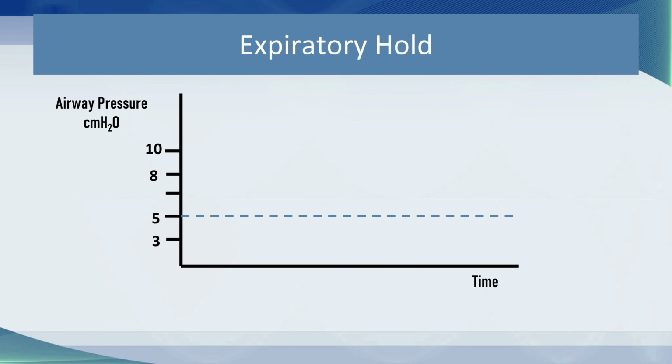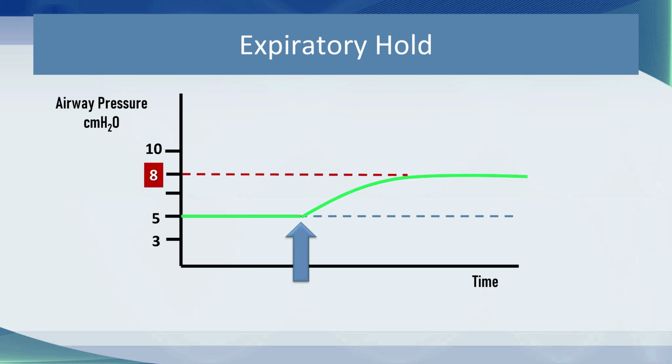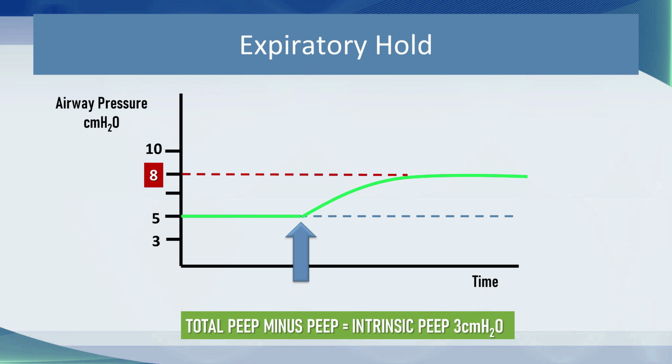Here we have airway pressure on the y-axis and time on the x-axis, and I've put a dashed line at 5 centimeters of water of pressure. That's where the PEEP is supposed to be. So we're going to apply an expiratory hold to the pressure waveform. And here's the hold, and look at the way the pressure goes up. It goes up to 8 centimeters of water, and that is the total PEEP. The intrinsic or auto-PEEP is the total PEEP minus the apparent PEEP, and in this case the auto-PEEP is 3 centimeters of water. Why does this matter?